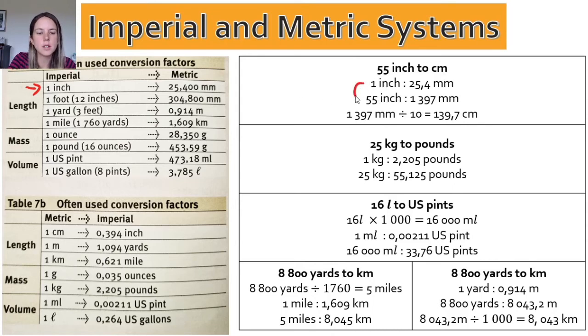Now I'm going to multiply with 55, because 1 times 55 gives me 55 inches. And that's exactly what I want. But what I do on one side, I have to do on the other side. So I'm going to multiply with 55. It is like a seesaw.